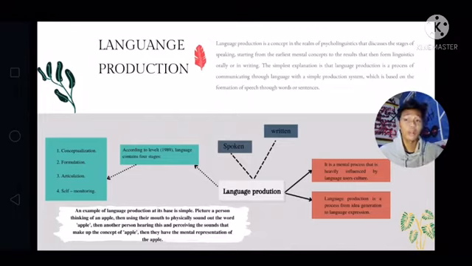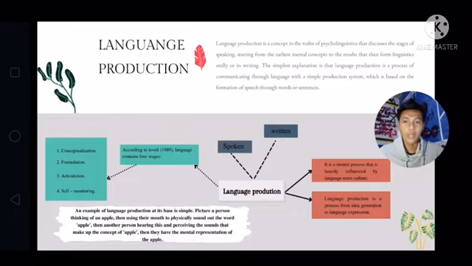Language production is a concept in the realm of psycholinguistics that discusses the stages of speaking, starting from the earliest mental concept to the result that then forms linguistic output, orally or in writing. The simple explanation is that language production is a process of communicating through language with a simple production system, which is based on the formation of speech through words or sentences.